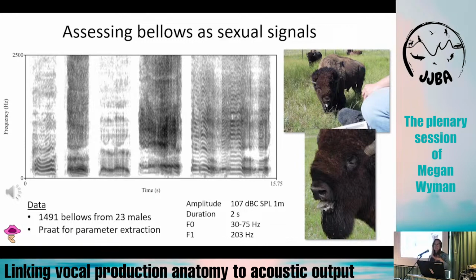From all of these bellows that we collected, we could narrow it down to just under 1,500 that were clean, because as you heard from that first recording of all of the bison together, it can be hard to get a really clean recording with everyone calling at once. From 23 males, we used Praat to extract some acoustic parameters, and here you can see they're quite low frequency. It can go down to 30 hertz in some cases, and duration averages about 2 seconds. Obviously, there's variation, but they're very loud. 107 dBC is the sound of a chainsaw or a lawnmower at 1 meter.